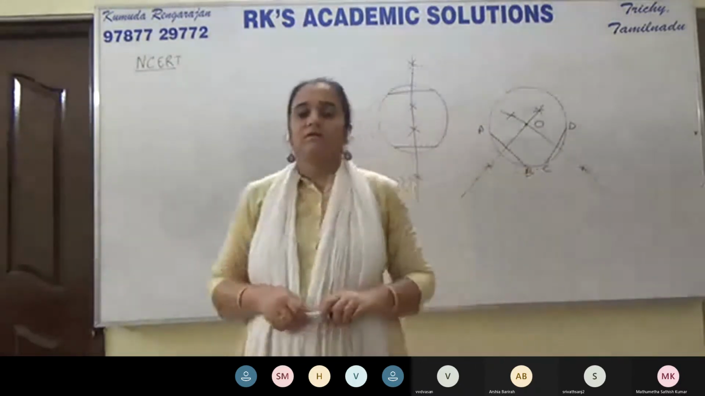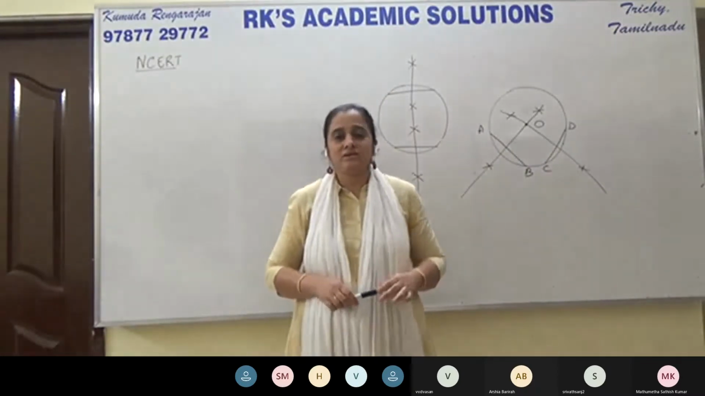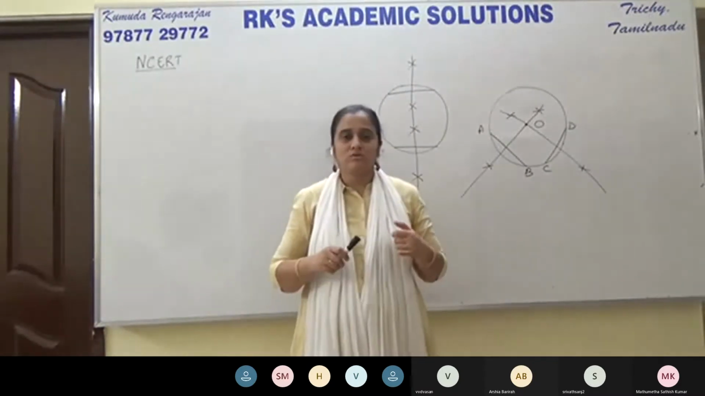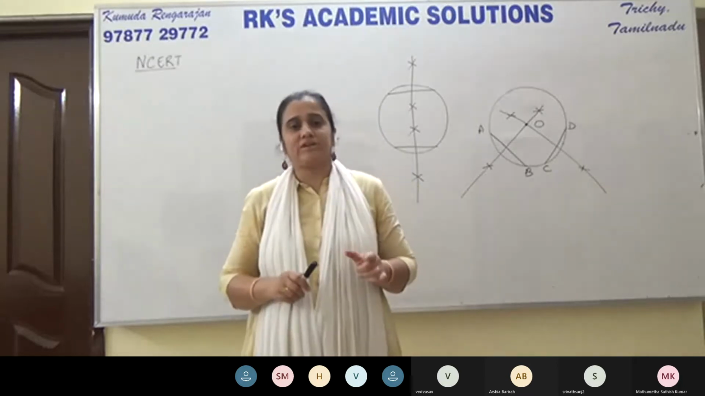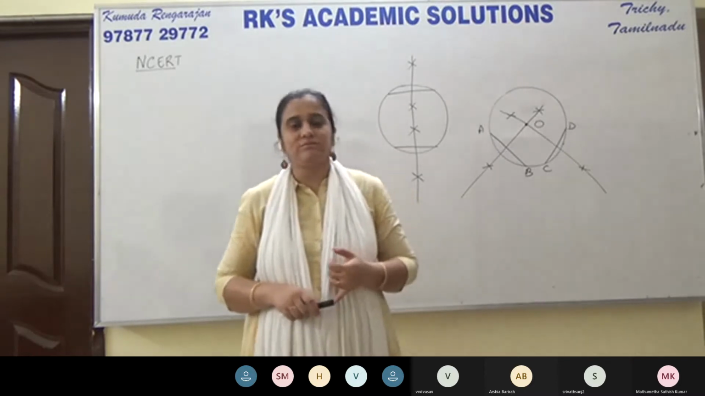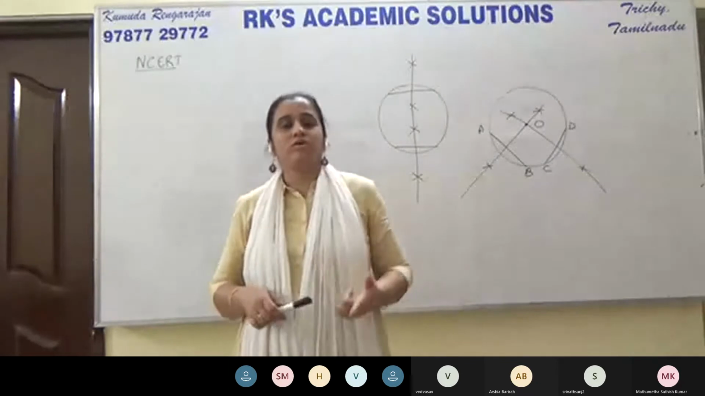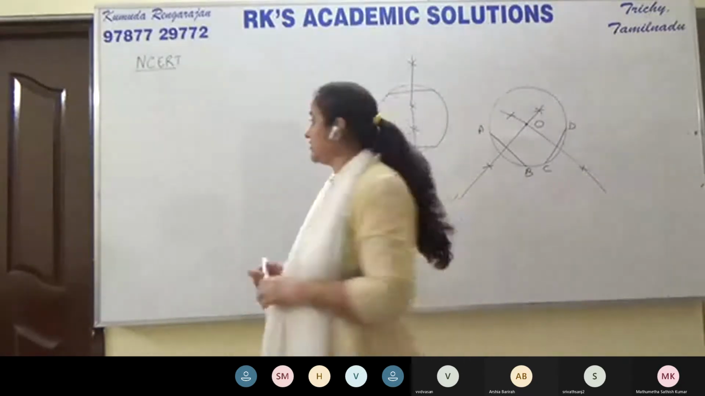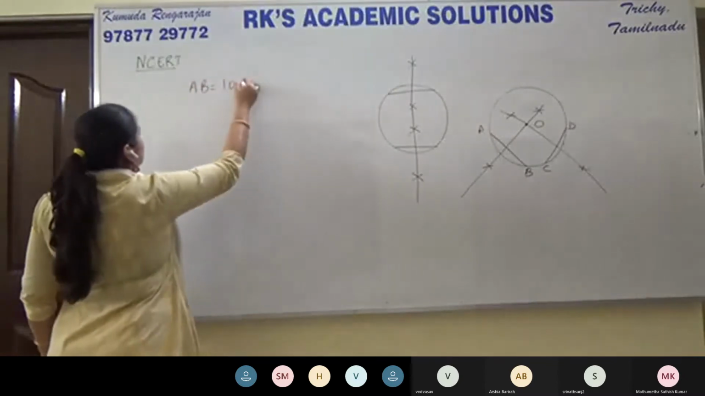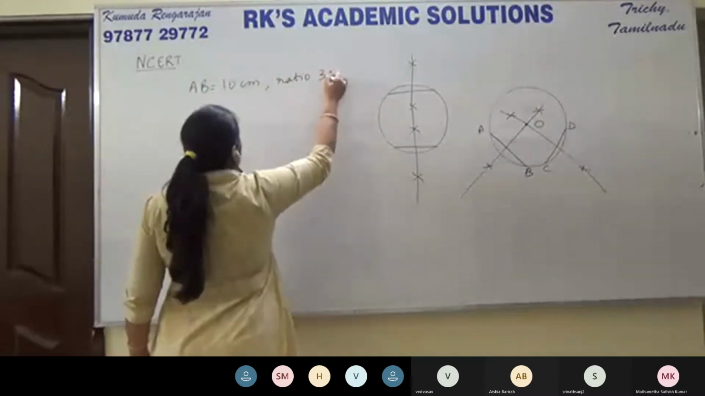Now let's practice how to divide a line segment in a specific ratio using the concept of BPT, the basic proportionality theorem or Thales theorem, and by using the concept of similar triangles. Now I want you to do this construction using the concept of similar triangles. You need to draw a line segment AB, say 10 centimeters, and ratio, say 3:2.